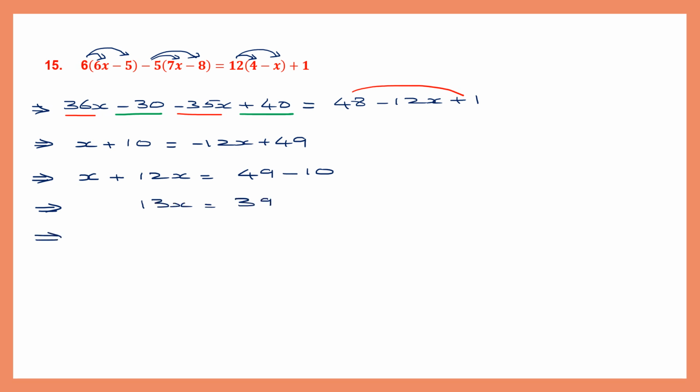Now we can find the value of x. X is equal to 39 divided by 13. So 13 ones are 13, 13 threes are 39. So now we have found the value of x. X is equal to 3 by 1 or simply 3. So this is our answer.